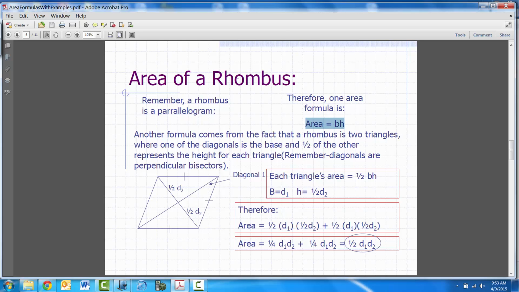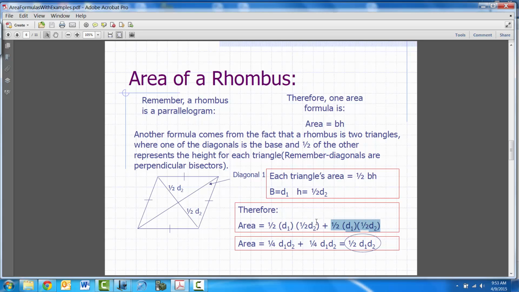So a new formula you could use for rhombus is each triangle's area is half base times height from 2 slides ago. So what's the base of each triangle? Diagonal 1. What is the height of each triangle? Half of the second diagonal. See, I should have put a right angle in here. This is the height. All right, so when I make a little substitution, B turns into D1, and then H turns into half D2. But how many of these triangles do I have? 2 of them. That's why I list this twice.